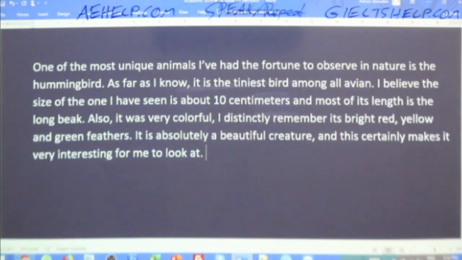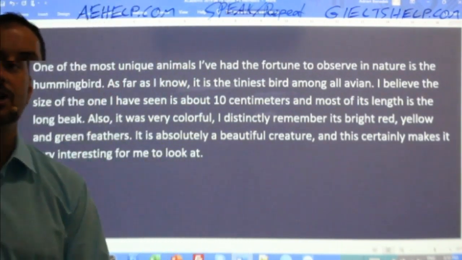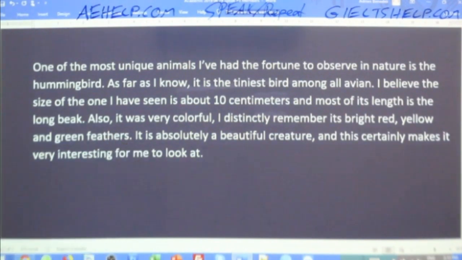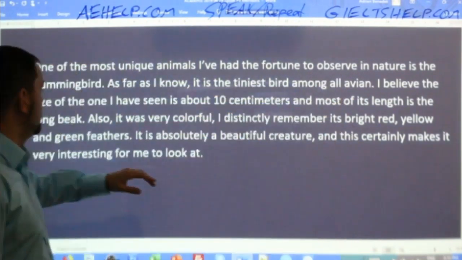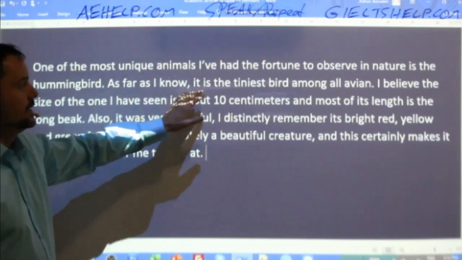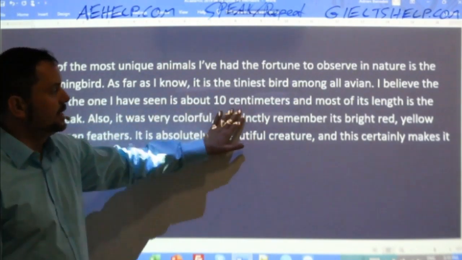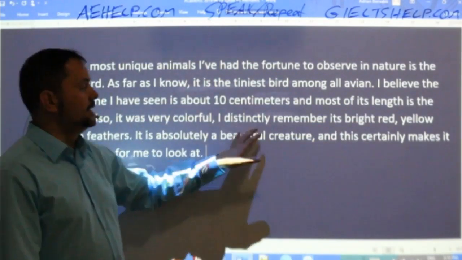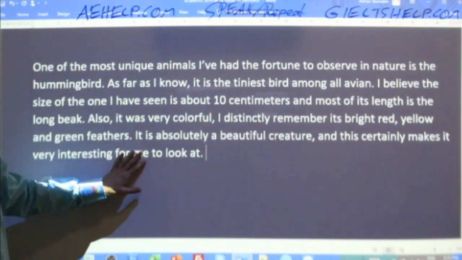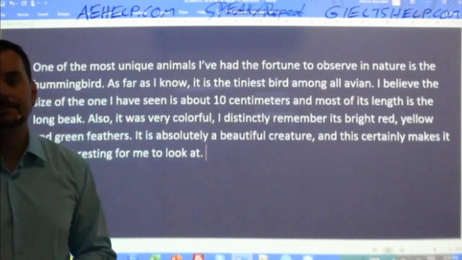Okay, let's repeat one more time. So here I'm pushing you to do a little bit of practice as well. So Preeti, Roshni, Kisi, Amarjit, Hung, please repeat after me, and our new members as well. Repeat after me. One of the most unique animals I've had the fortune to observe in nature is the hummingbird. As far as I know, it is the tiniest bird among all avian. I believe the size of the one I have seen is around 10 centimeters, and most of its length is the long beak. Also, it was very colorful. I distinctly remember its bright red, yellow, and green feathers. It is absolutely a beautiful creature, and this certainly makes it very interesting for me to look at. Okay?